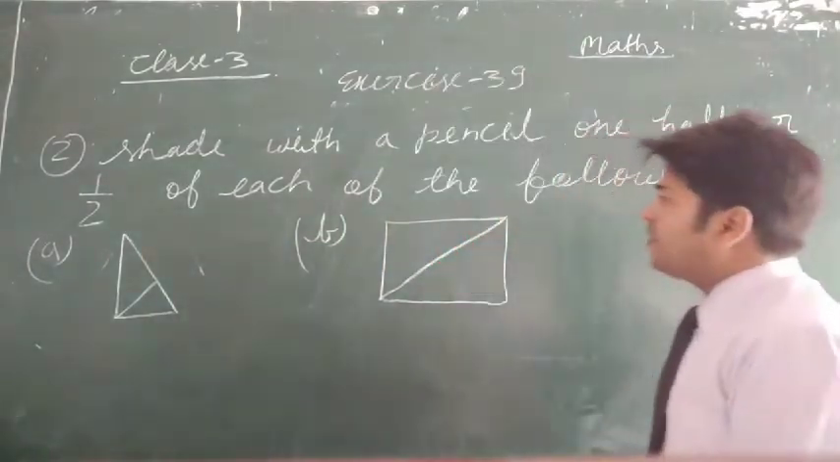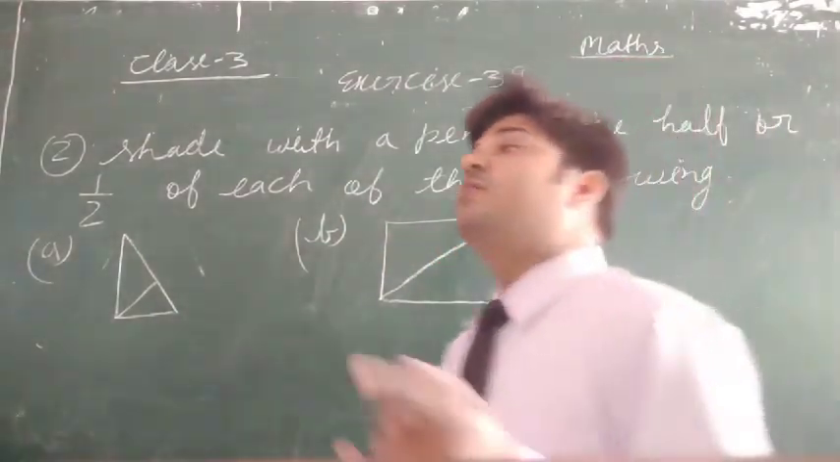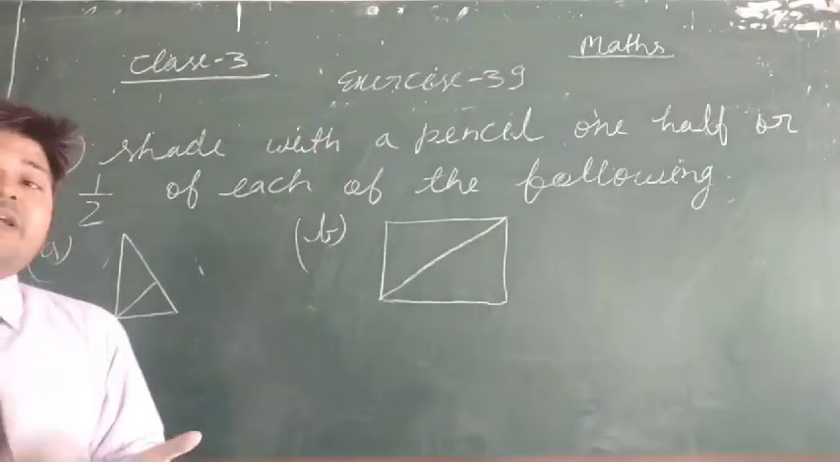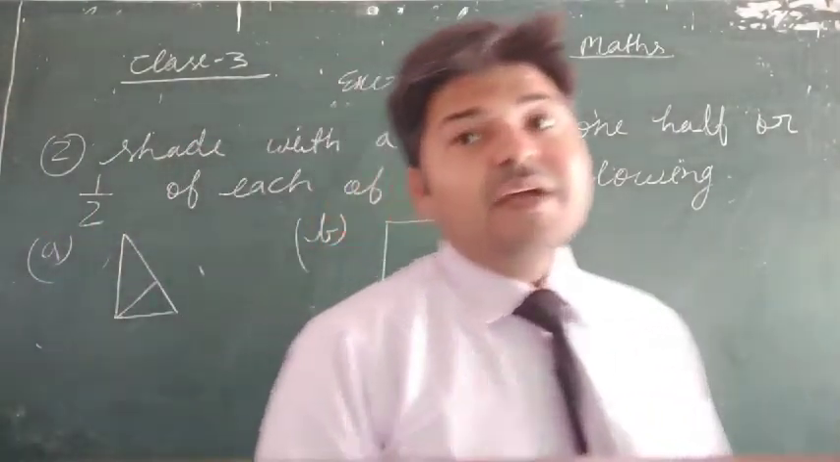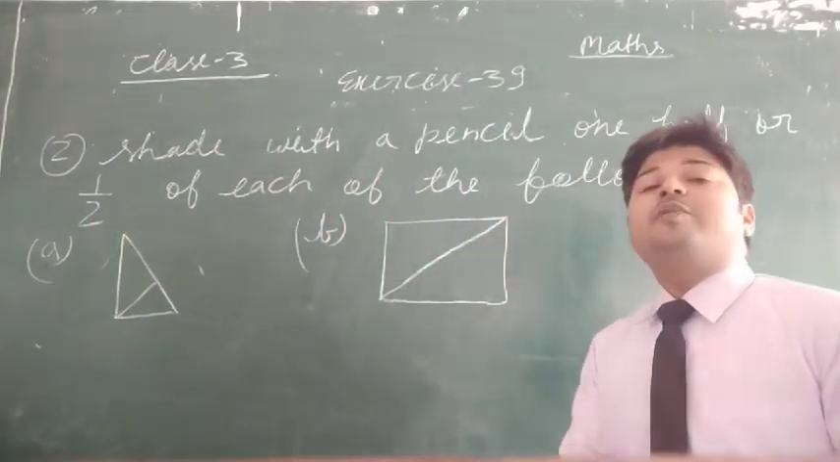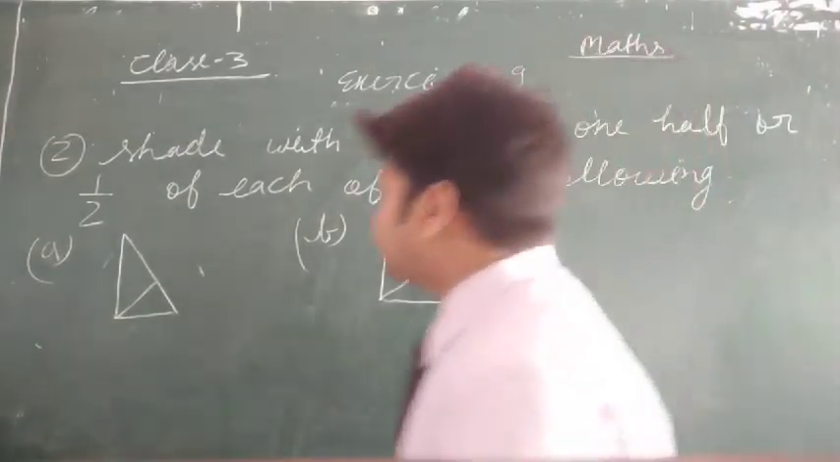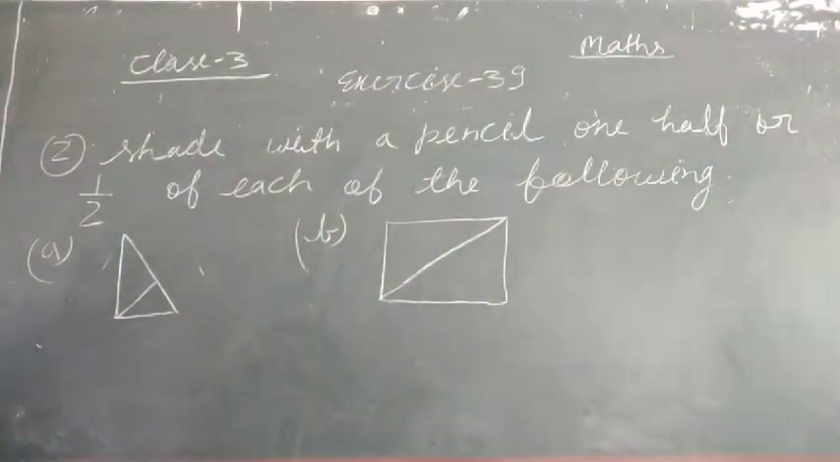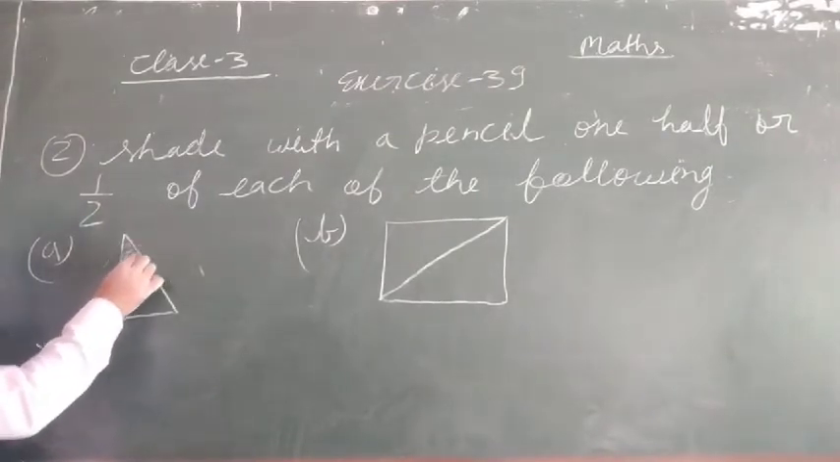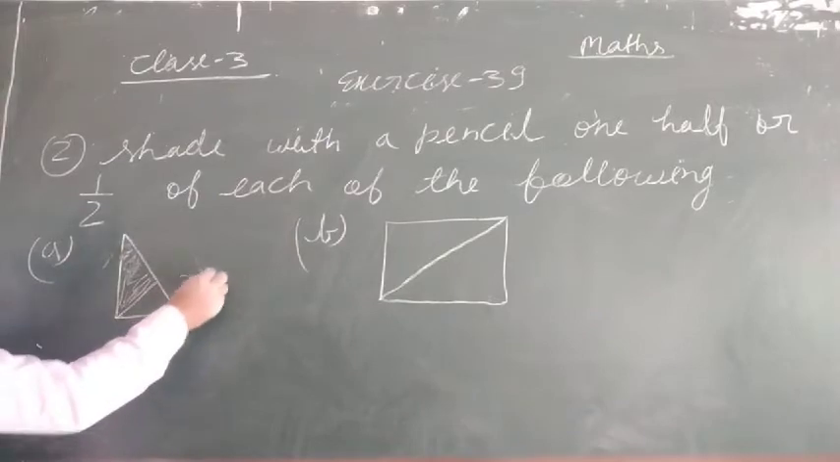Okay, 1/2 means half, or you can say 1/2. The denominator is 2 and the numerator is 1. It means 1/2 means out of 2 parts you have to color 1 part. Okay, so there are 2 parts. So you have to shade with the pencil 1 part of this figure. Okay, and you have to write here 1/2.